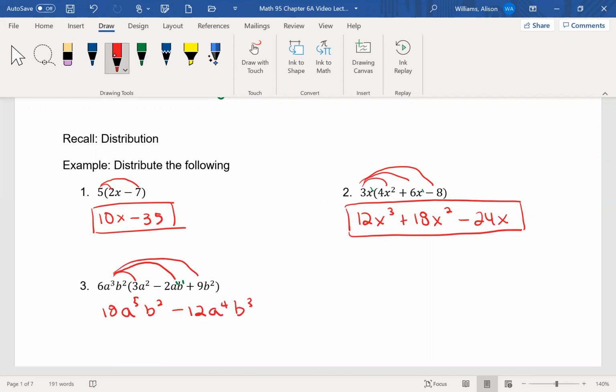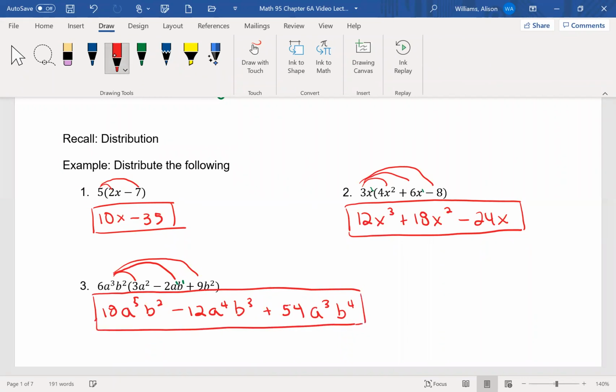And then for the last term, the number 6 times 9 is 54. And okay, so there's no a's, so just a cubed. And then b squared times b squared, that's just b to the 4th. Notice we tend to keep the variables in alphabetical order. It wouldn't have been incorrect to have written 54 b to the 4th a cubed, if you reversed these last 2 variables, but we tend to keep it in alphabetical order when we rewrite these.